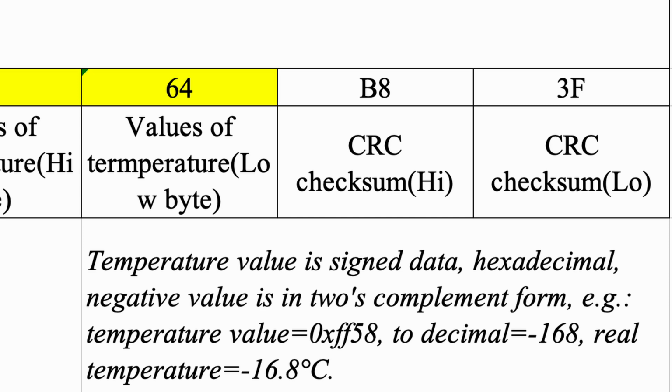Well, it says temperature value is signed data, hexadecimal. Negative values are in two's complement form. For example, temperature value equals 0xFF58 to decimal equals negative 168. Real temperature is negative 16.8 Celsius degrees. What the heck again? Negative value? Not the same as positive values?